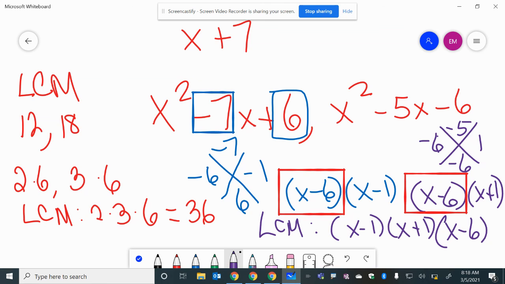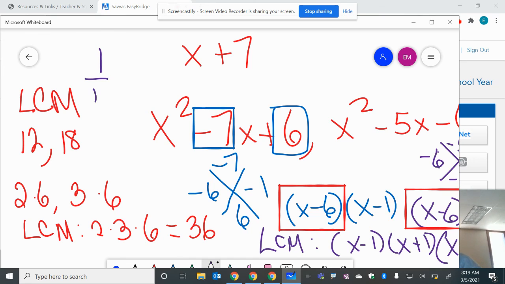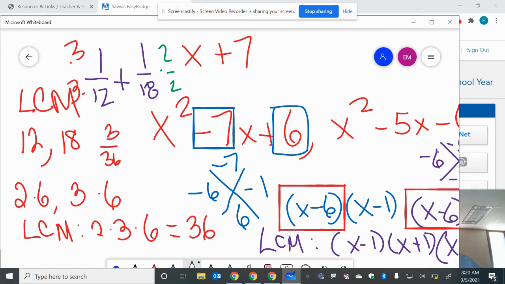For example, if I'm trying to take 1/12 and 1/18 and add them, well, how do I make this 12 a 36? Because that's the job I have to do, make the 12 a 36. I would multiply both sides by 3 to get 3/36. Over here, I would multiply the 18 by 2 over 2, which would give me 2/36. Now I have a common denominator. Now I can add the fractions, 5/36.